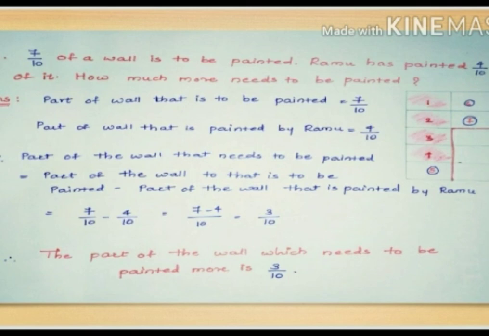Okay. And for that, we need to do the subtraction of parts of wall that is to be painted minus parts of wall that is painted by Ramu. So let's subtract 7 upon 10 minus 4 upon 10. Here denominators are equal, 10. So just subtract the numerators 7 minus 4, which is 3, and write down the denominator as it is 10. So the part of the wall which needs to be painted more is 3 upon 10.